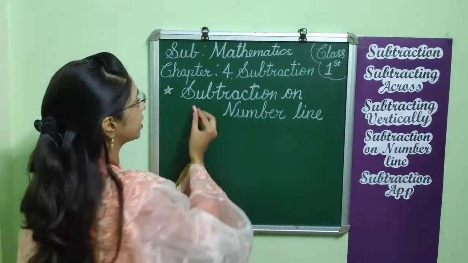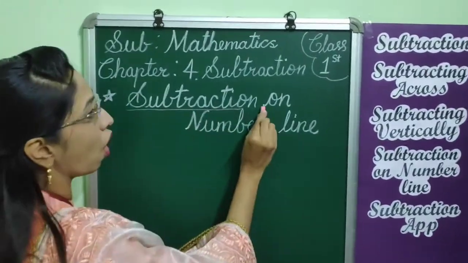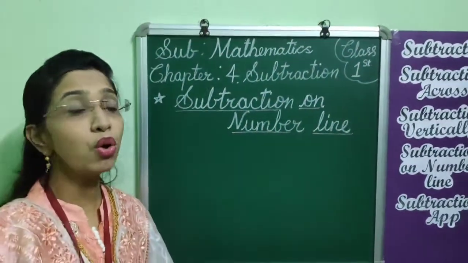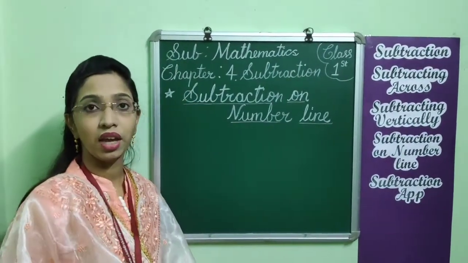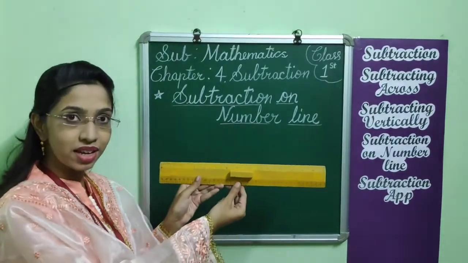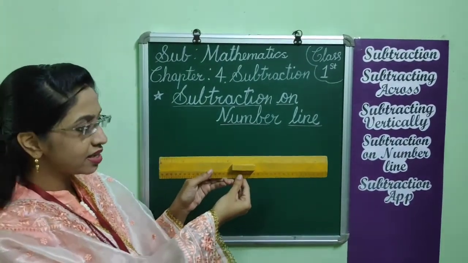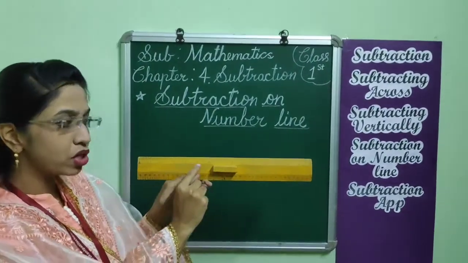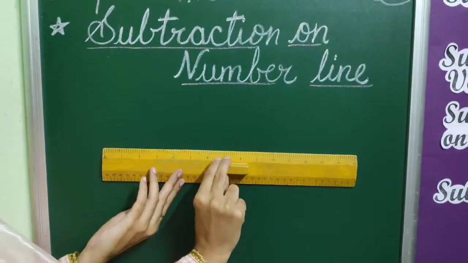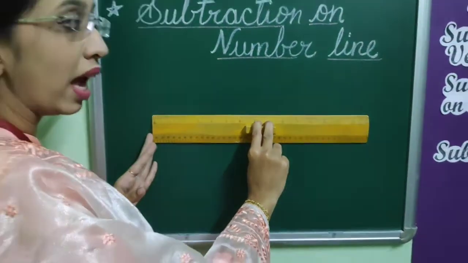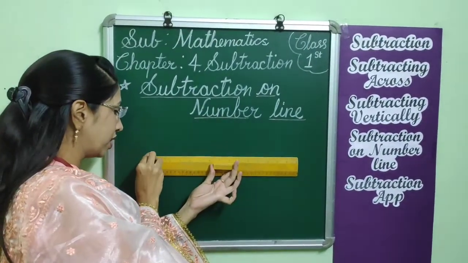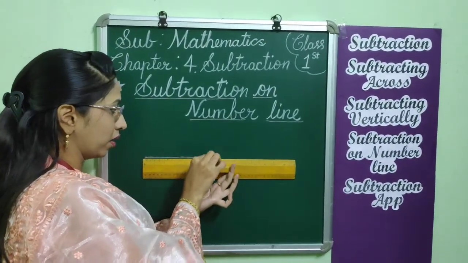First we will discuss subtraction on number line. First, I will show you how to draw a number line. My dear children, have you seen the scale? Look at here. What is this? This is a scale. Can you see numbers on it? Yes, we will draw this on the board. Children, with the help of the scale, we will draw a straight sleeping line.